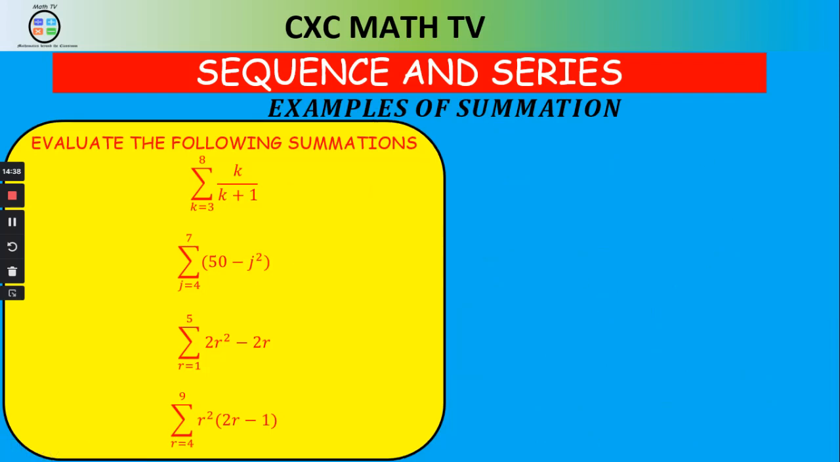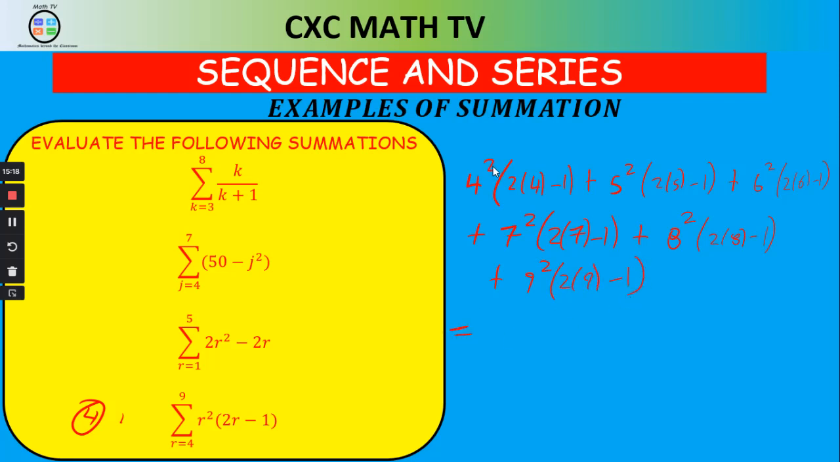It's way more fun. Now, the last one, number 4. Going from 4 to 9. So in that case, this is 4 squared in bracket 2 times 4 minus 1, plus 5 squared in bracket 2 times 5 minus 1, plus 6 squared in bracket 2 times 6 minus 1, plus 7 squared in bracket 2 times 7 minus 1, plus 8 squared in bracket 2 times 8 minus 1, plus 9 squared in bracket 2 times 9 minus 1.